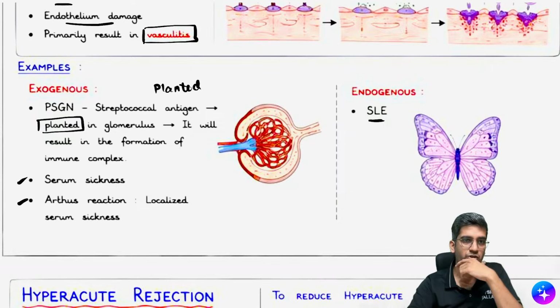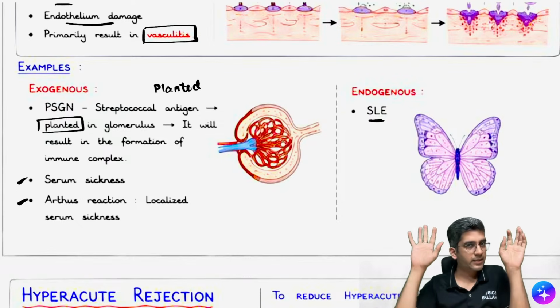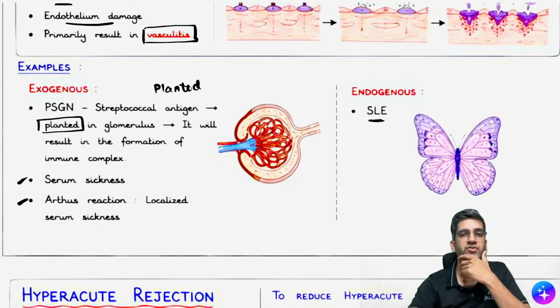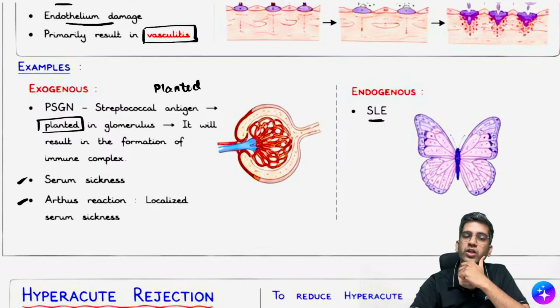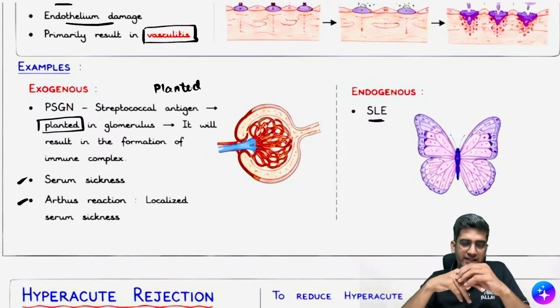Type 4 hypersensitivity response. Can anyone tell me? We said that it's T cell mediated. We discussed it in the first session itself, right? There are two types of T cells. What are the two types of T cells you know? It is CD4 and CD8 T cells, right? Without doubt, it's CD4 and CD8 T cells.